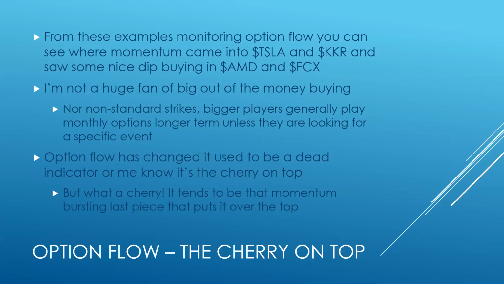Option flow has changed. It used to be a dead-on indicator for me. I would follow every unusual trade, and it worked for years. In the last year and a half, two years, that unusual stuff is not working as much. Now you've got to find the stuff and cherry pick, and it really is the cherry on top when all these things come together, right?